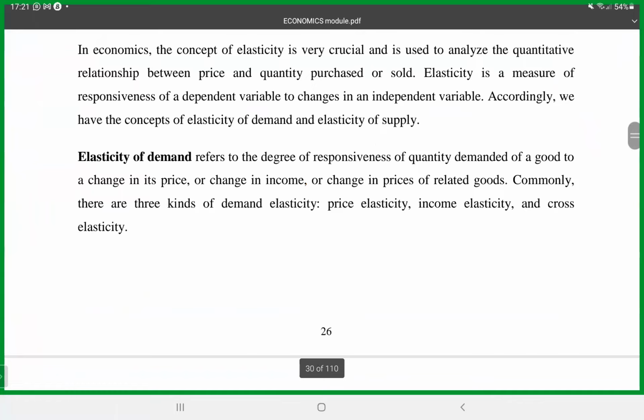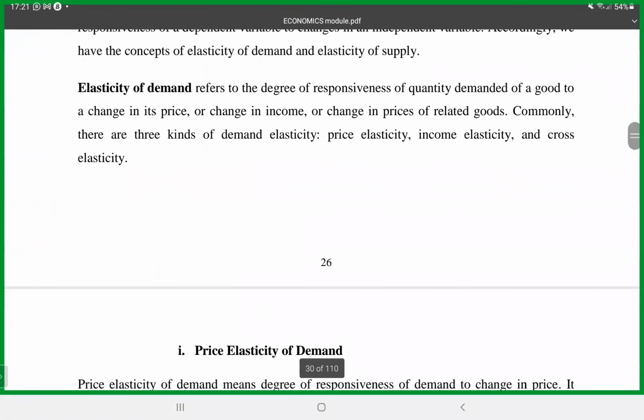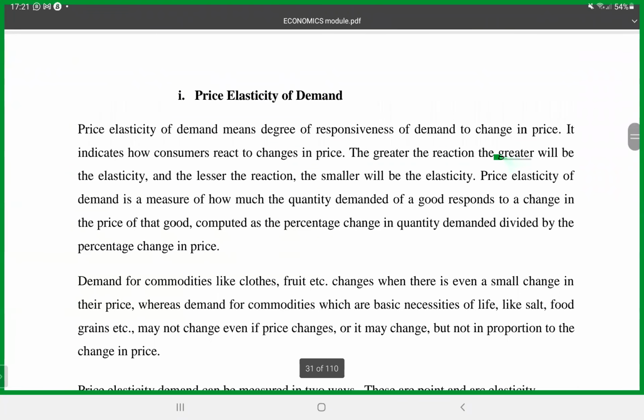So this is what I am just saying. I did say that the elasticity of demand actually is the degree of responsiveness of quantity demanded of a good to a change in price or the change in income or the change in price of the related goods, okay? That is what usually happens. And when these factors change, they produce what is called the own price elasticity of demand, income elasticity of demand, and the cross-elasticity of demand, the cross-price.